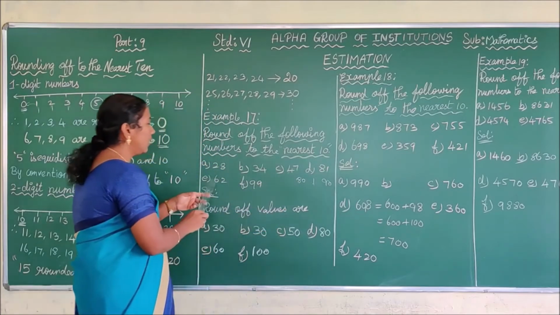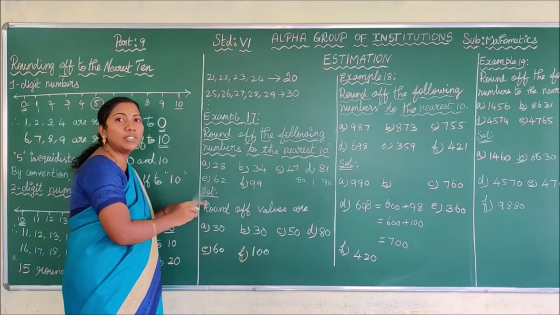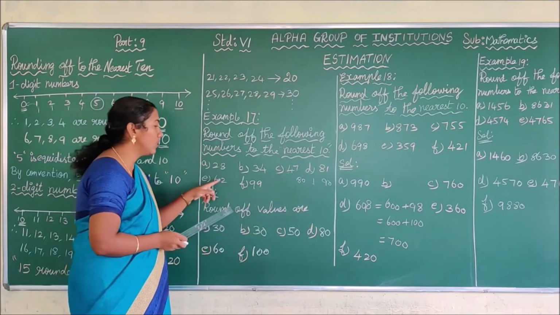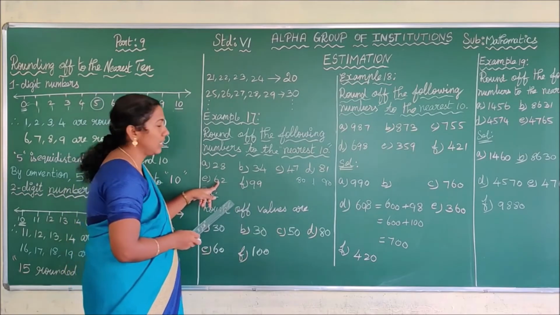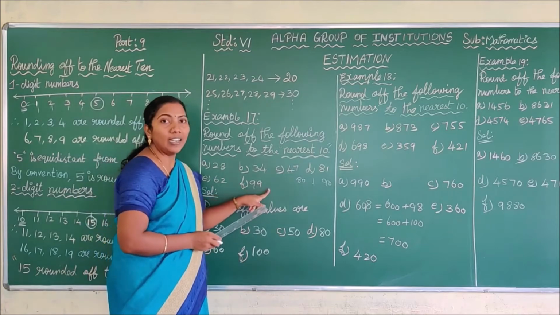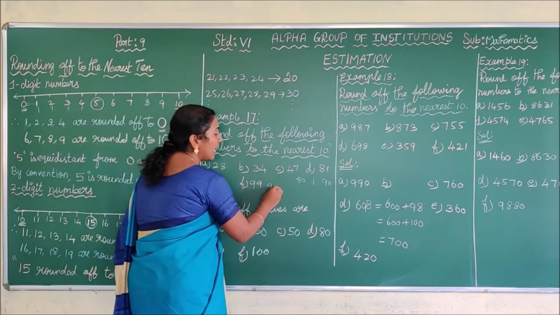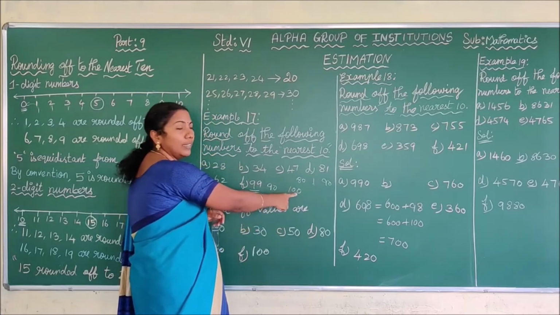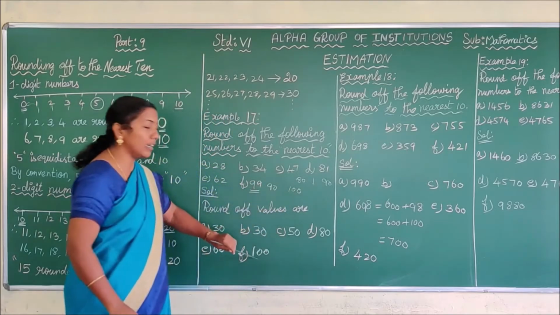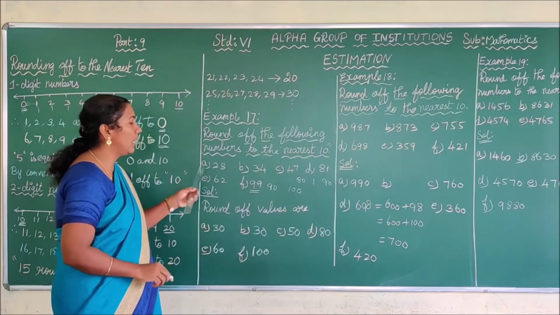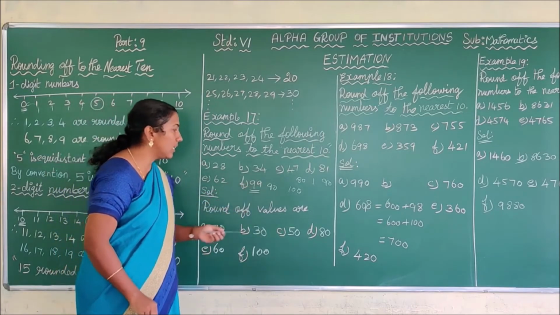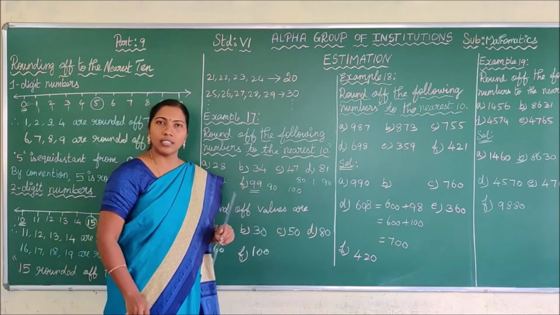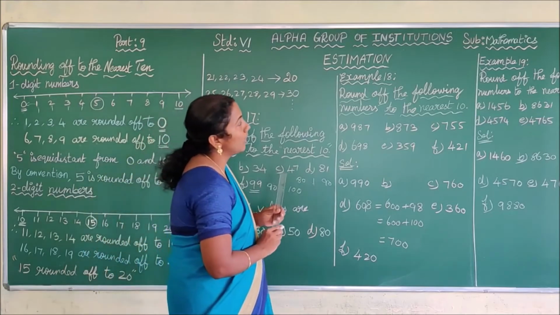Is it clear? See the next one, 62. 62 lies between 60 and 70. So 62 is rounded to 60. See the last one, 99. 99 lies between 90 and 100. That is, 99 is very close to 100. Thus we are rounding 99 to 100. That's all the example sum. We have rounded the given numbers to the nearest 10. Is it clear, children? Let us see some more examples.